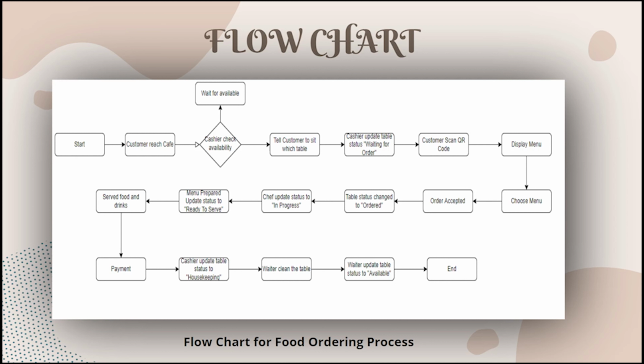When the chef receives the order, he will change the status to in progress, and after finishing cooking, he will again update the status to ready to serve. Now the waiter will serve the food to the customer and change the table status to served. Then, when the customer makes the payment, the cashier will update the status to housekeeping, where the waiter will clean the tables and update the status to available once they finish cleaning the table. And that is the end of the flowchart.